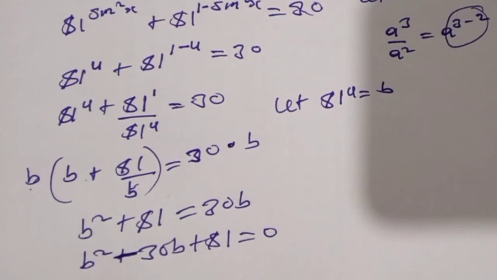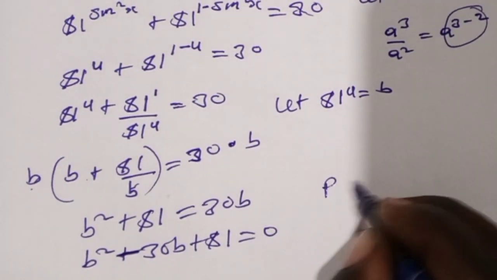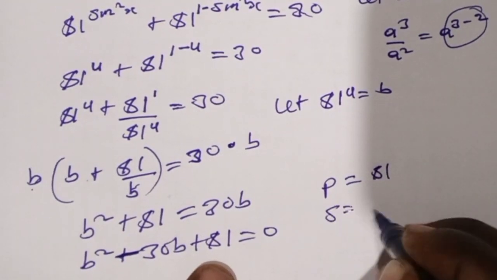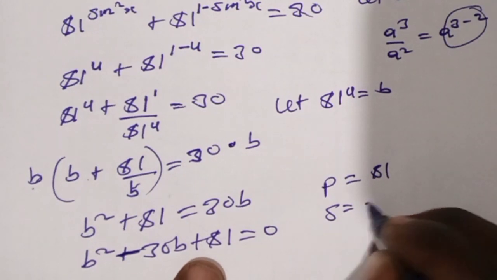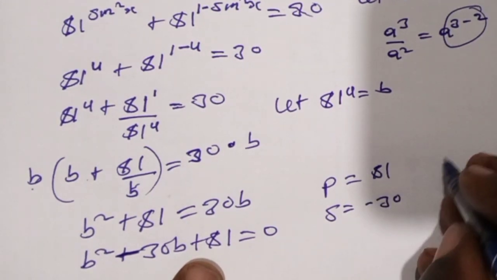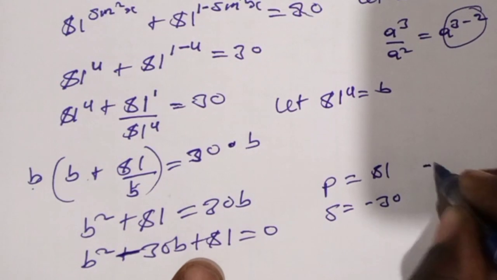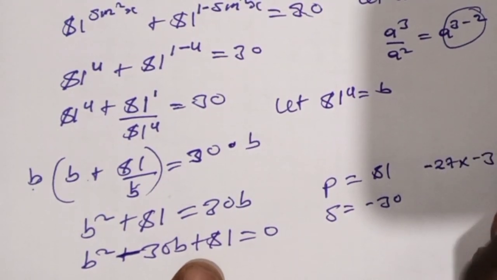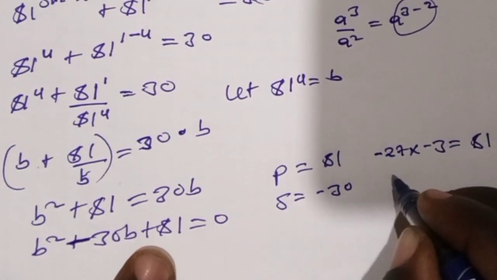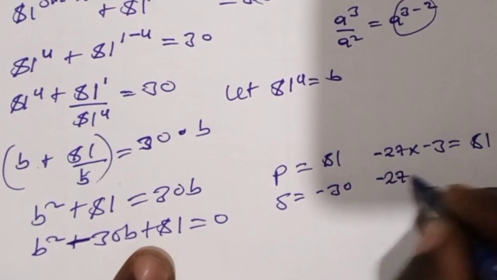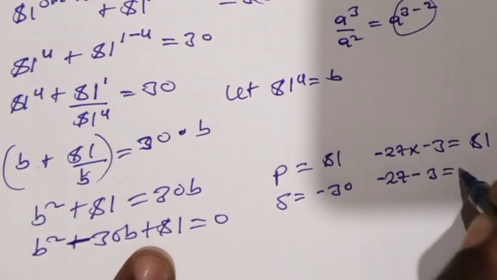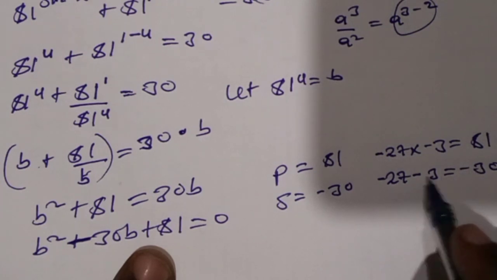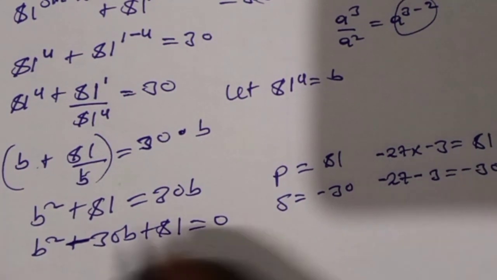So let's solve it using factorization. We have to look for numbers whose product is 81 and sum is minus 30. So let's take it. If you have minus 27 multiplied by minus 3, you are going to have 81, right? Then if you have minus 27 minus 3, the answer is minus 30. So our numbers are minus 3 and minus 27.